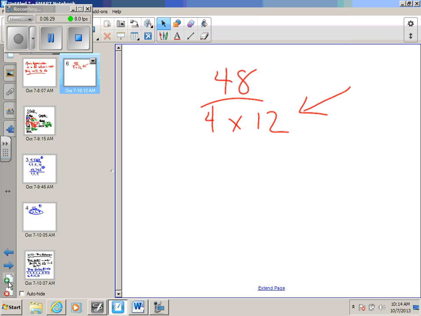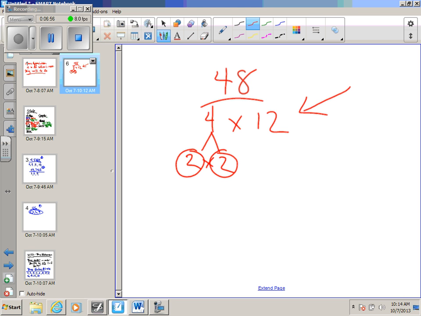Now, what I'll do next is I'll consult my prime numbers list. Do I see a 4 or a 12 on my list? No, they're both even. Why would they be there? So break them down. What times what will give me 4? Now, is 2 on my list? Yes, 2 is prime. That means I can no longer break this down. What I like to do, I like to circle my prime numbers so I know that they're finished. I know they're finished. Kishana?